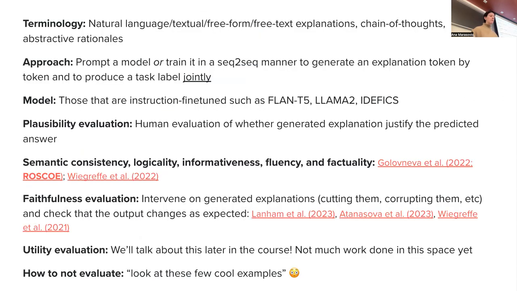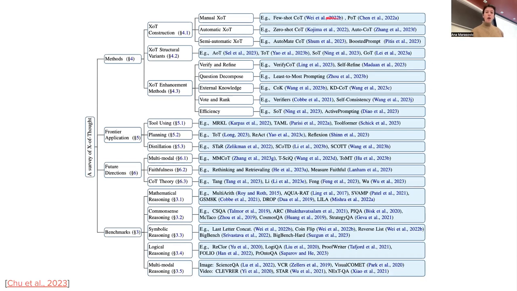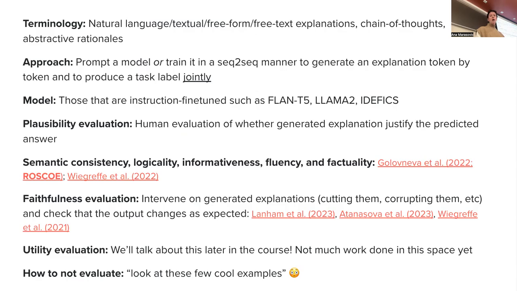Okay, so to wrap up the generation of reasoning in plain English, first of all, there have been different ways of calling this. Before chain of thought prompting had emerged on the scene, we had natural language explanations, textual explanations, free form, free text, abstractive rationales. So if you are looking at literature before 2021, I think, let me just check. I think I have the year on the previous one. Excuse me, 2022, when the original chain of thought was proposed, you will see similar methods just described differently.